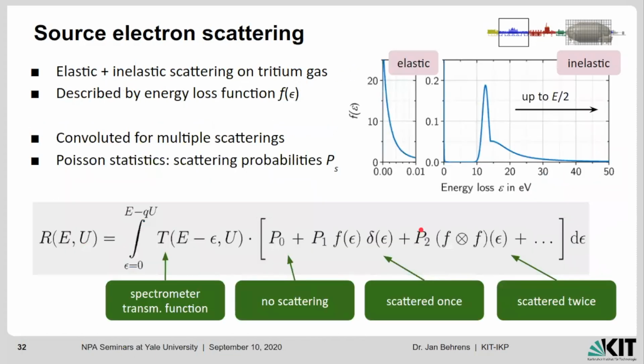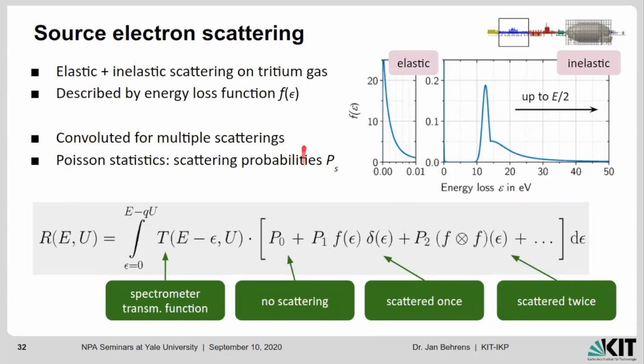Now to get into the electron scattering: the electrons can scatter elastically, which in effect is not so important here, but they can also scatter inelastically. If they scatter inelastically, they lose about 12 eV or more in the scattering process. This energy loss function describes the energy loss through scattering, and this is one thing that we need to include in our model.